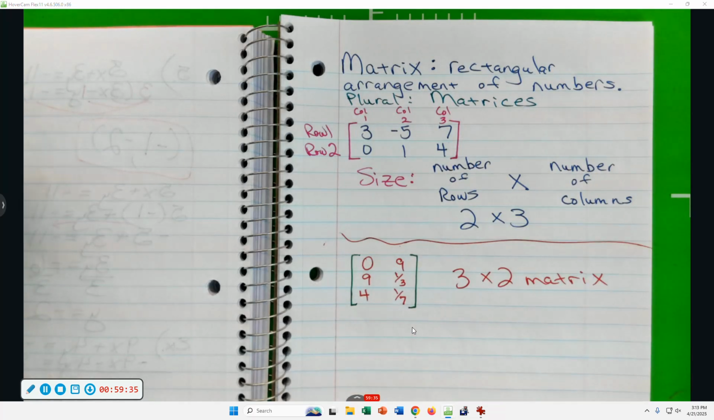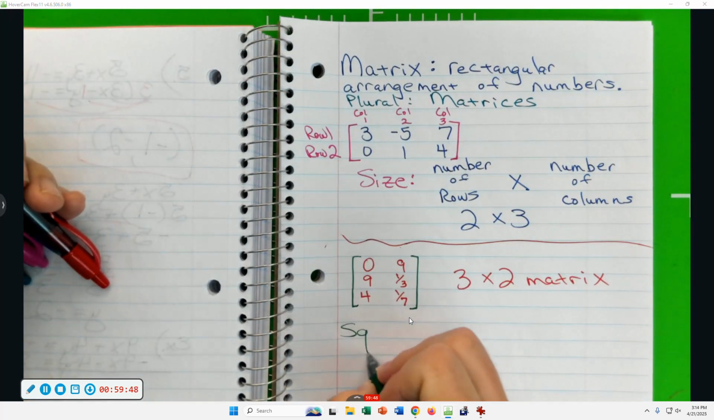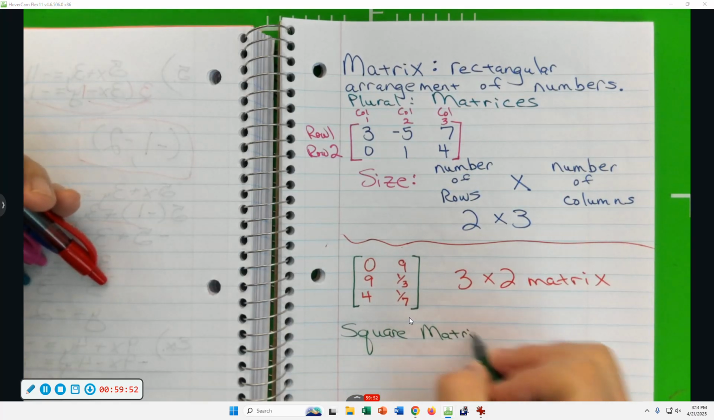In a little bit, we're going to be finding determinants. Determinants are unique numbers that are assigned to a square matrix. What is a square matrix? That's a good question, Tony. You're always asking those good questions.